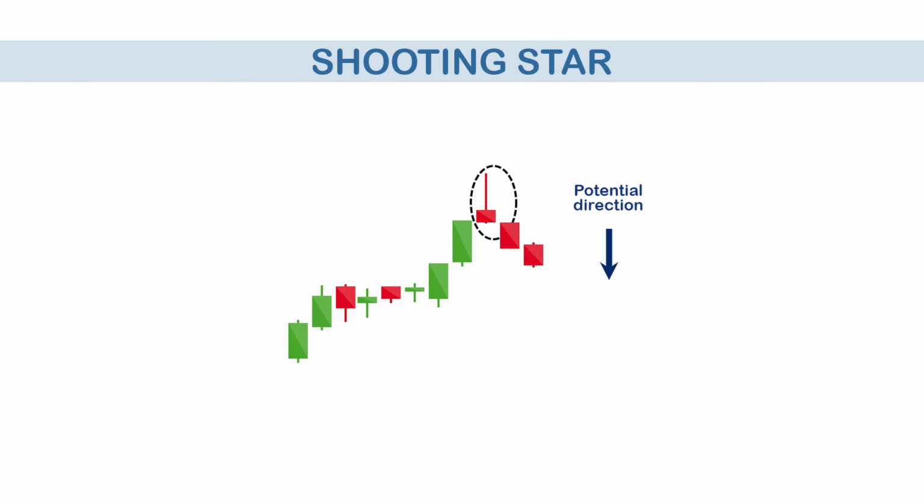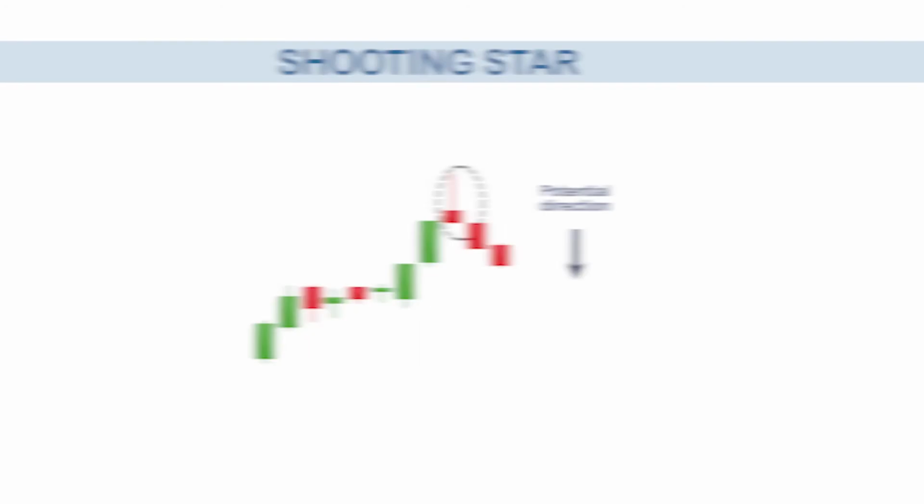Shooting star. The shooting star is the same shape as the inverted hammer, but is formed in an uptrend. It has a small lower body and a long upper wick. Usually, the market will gap slightly higher on opening and rally to an intraday high before closing at a price just above the open, like a star falling to the ground.